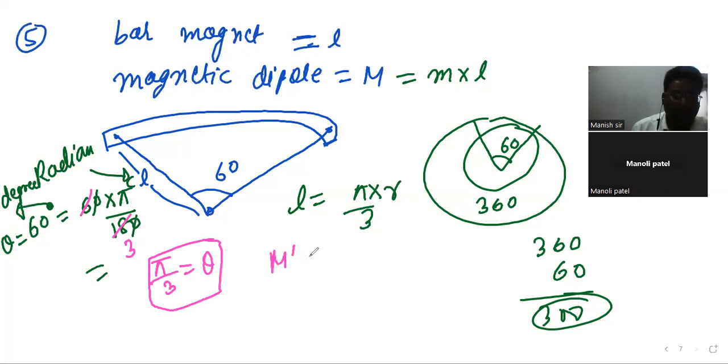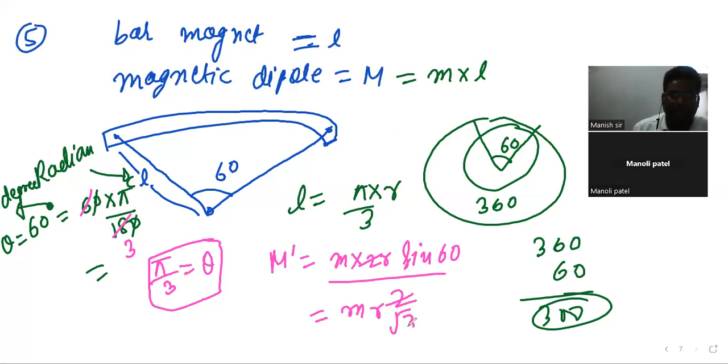Now we know the new magnetic moment comes out to be M into 2r sine of 60° by 2. So this 2 and 2 will get cancelled. We are dividing this angle, so it is sine of 30, and sine of 30 is 1 upon 2. So your answer will be this is 1. So 2 and 2 get cancelled. It will be remaining MR only.